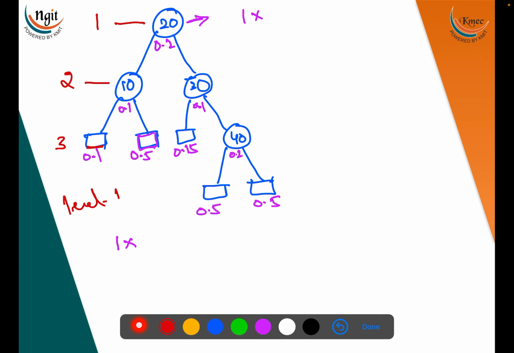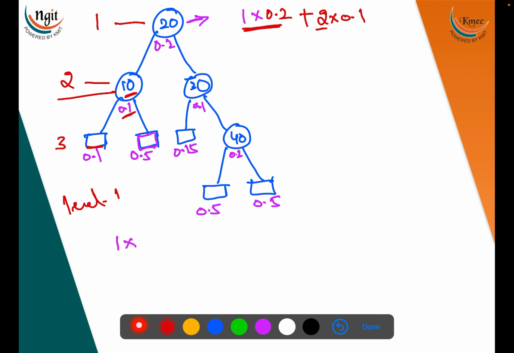Now I am moving on to calculate the cost of the entire tree. 1 into 1, where the first 1 indicates the level and 0.2 indicates the probability of searching that node. That is the cost of the 20 element. Now the next is level 2, the 10 element. 2 into 0.1, where 2 indicates the level and 0.1 indicates the probability of searching the 10 element.